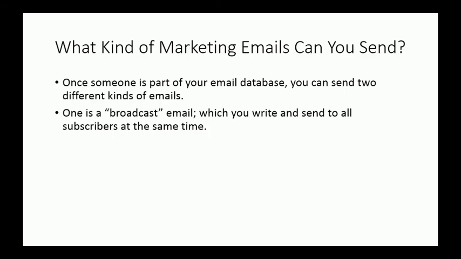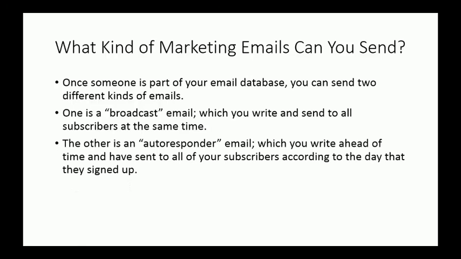So basically, it is one that I decide and I write and I decide to send today or right now. Now, the other kind of email is called an autoresponder email or a sequenced email. This is one that you're going to write ahead of time and have it set up to be sent to all of your subscribers according to the day that they signed up.